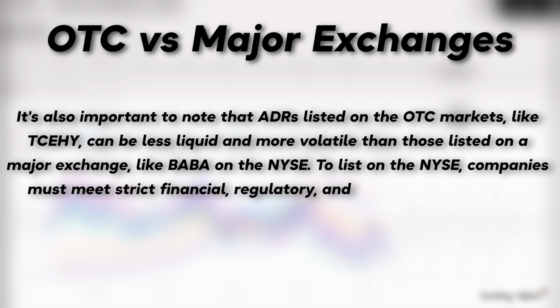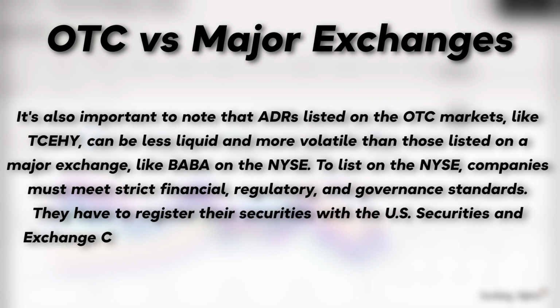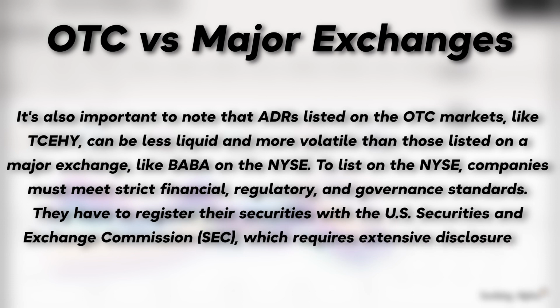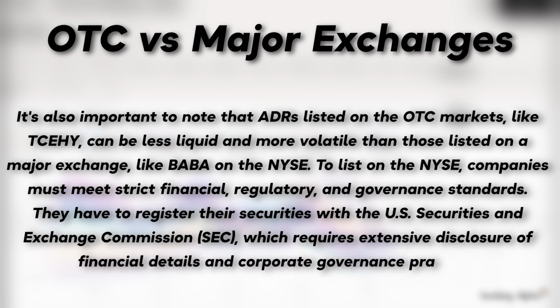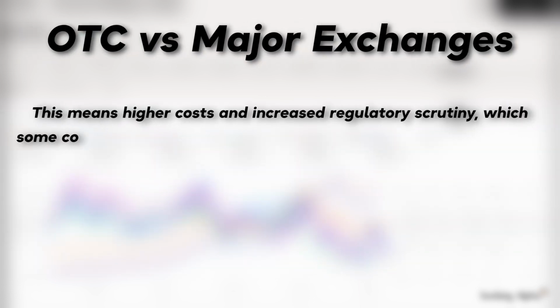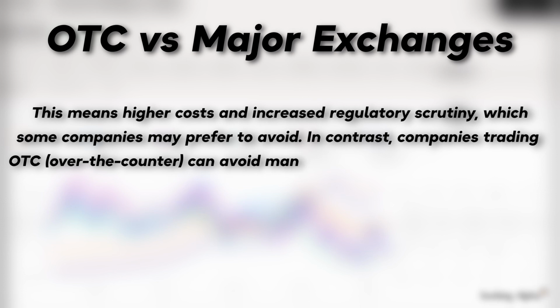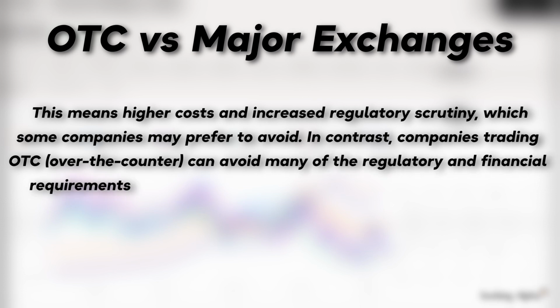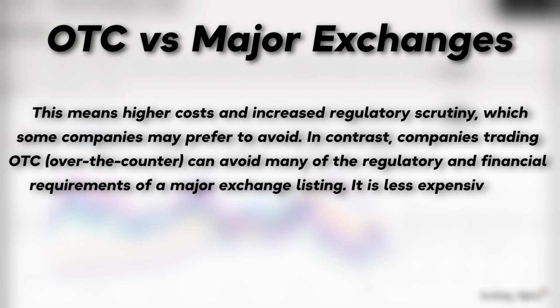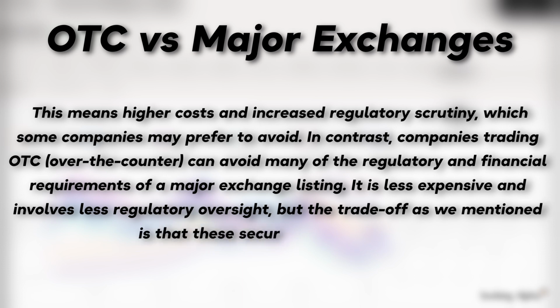To list on the NYSE, companies must meet strict financial, regulatory, and governance standards. They have to register their securities with the U.S. Securities and Exchange Commission, SEC, which requires extensive disclosure of financial details and corporate governance practices. This means higher costs and increased regulatory scrutiny, which some companies may prefer to avoid. In contrast, companies trading OTC can avoid many of the regulatory and financial requirements of a major exchange listing. It is less expensive and involves less regulatory oversight, but the trade-off, as we mentioned, is that these securities can be riskier.